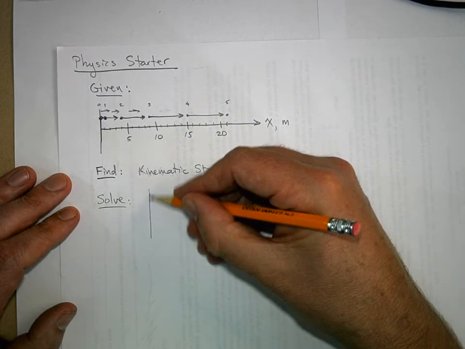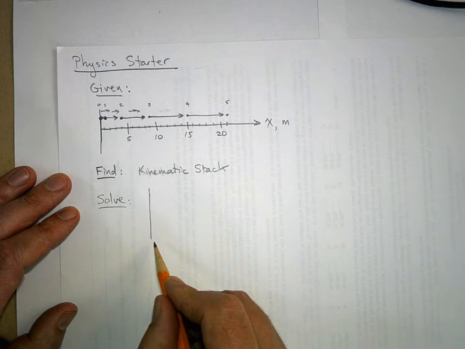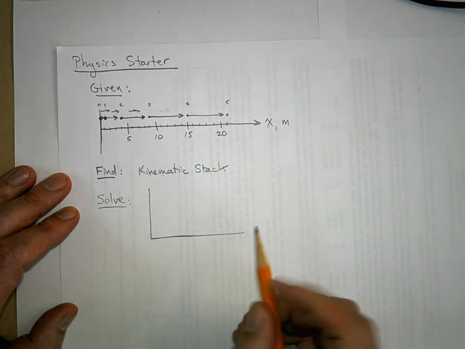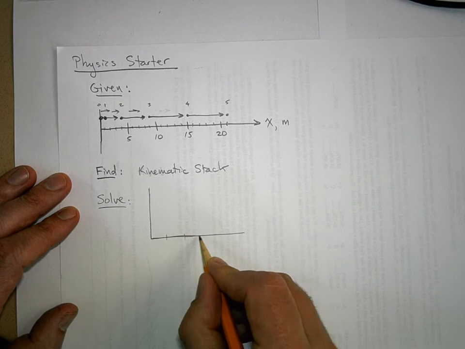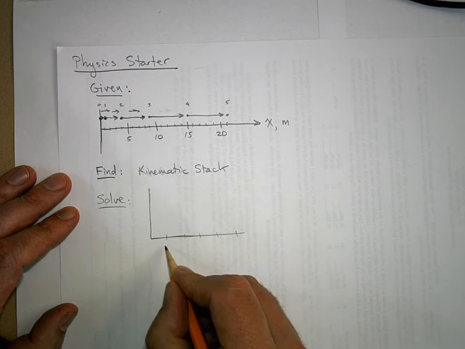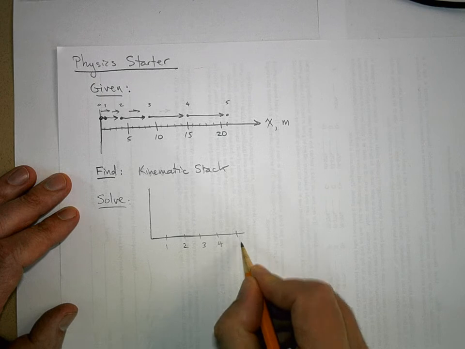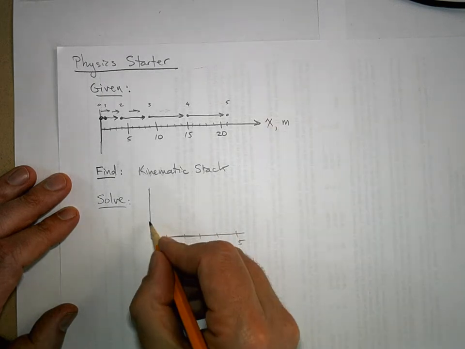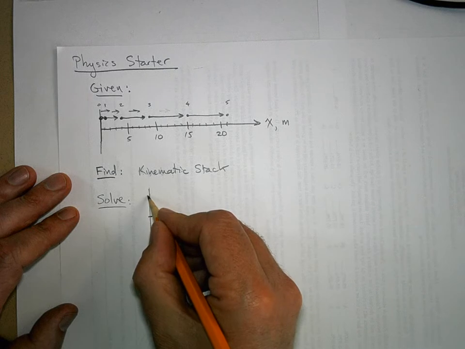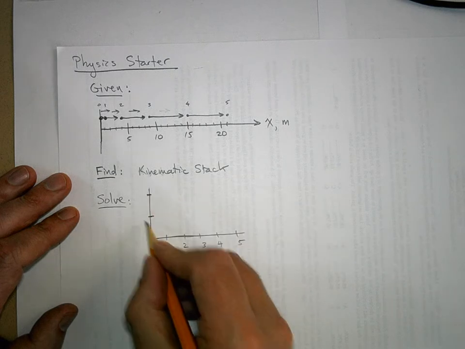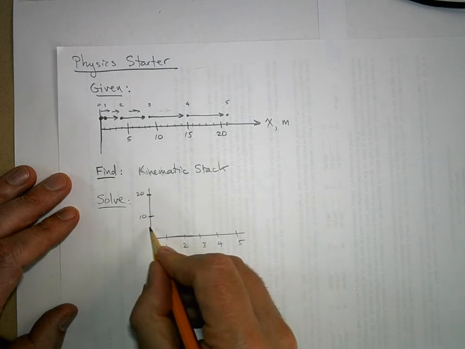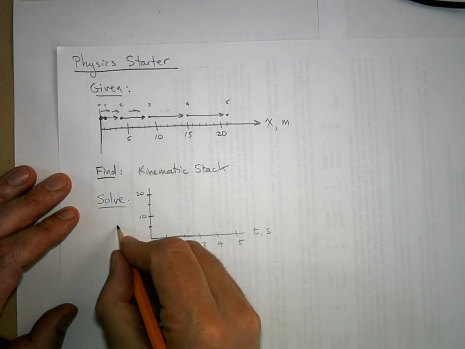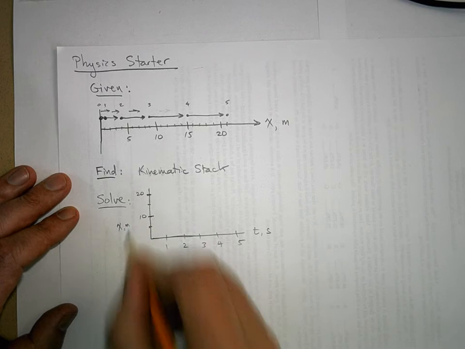would be the position versus time graph. And we'll go 1, 2, 3, 4, 5. And then this is going to go from 0 to 21. So I'll go 10, 20, and then 5, 10. This is time in seconds. This is position in meters.